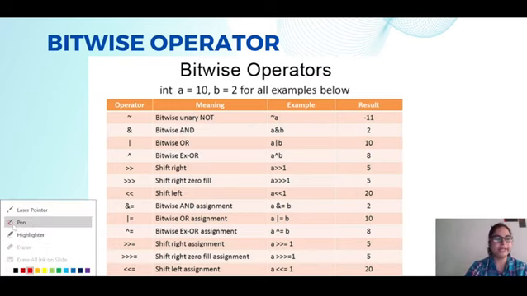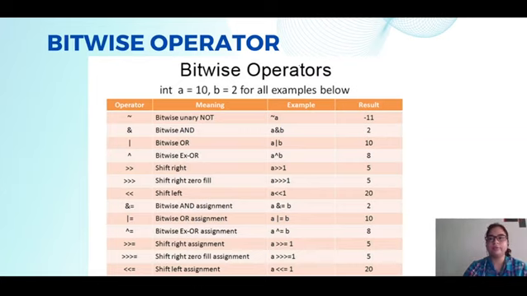So without any delay, let's move to the next concept, which is shift left. Remember, shift left is a binary operator, which means it requires two operands. Those two operands could be A and B. And we used plus plus, which is called a unary operator, which means only one operand is required. Fine. This was one of the concepts.